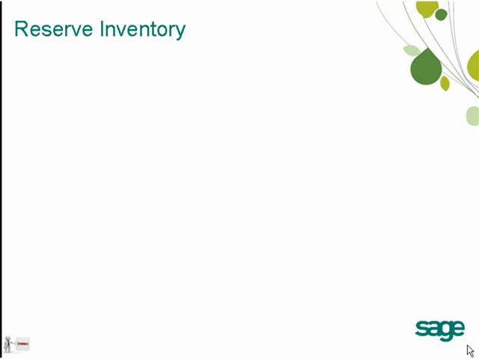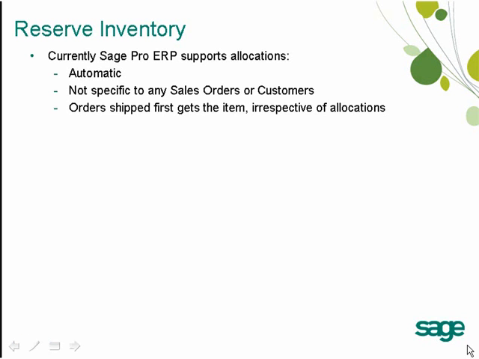Reserve inventory in Sage Pro 2010. Currently, Sage Pro ERP supports allocations. These allocations are automatic. They are not specific to any sales order or customer. Order shipped first gets the item, irrespective of any existing allocation.